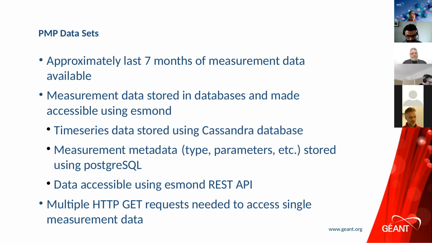So approximately we have the last 7 months of measurement data available. It is not some specially chosen period, it's just a result of the currently available resources. And the data itself is stored in a couple of databases. Time series data is stored using a Cassandra database, and the metadata about measurements is stored using PostgreSQL. And data is freely accessible through the Esmond API.